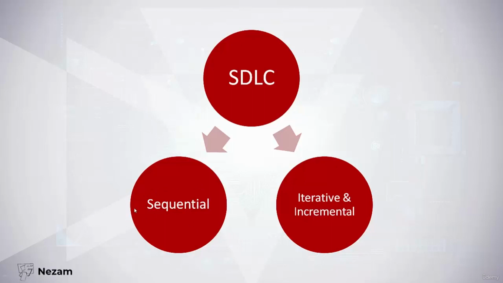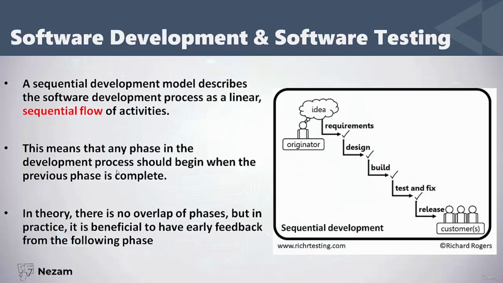Let's talk in more depth about the sequential models first. So like we saw in our example, the sequential model develops the software in a linear sequential flow of activities. In theory, there is no overlap of phases. Like we said, we don't begin the design until we finish writing all the requirements. But in practice, there may be some overlapping between these steps. We might be testing a part of the system while we are designing another part, and at the same time, the customer has a new requirement and he tells us about it, so we design it and so on.